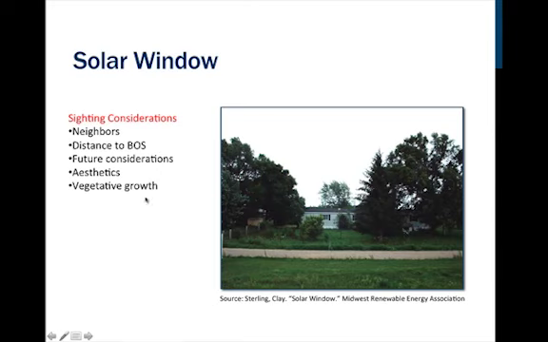And then what about vegetative growth, especially with these trees right here and here? We need to know what species these are and the mature height, because we don't want to place an array at a location and find out 5 years later that it's going to be shaded within our solar window.